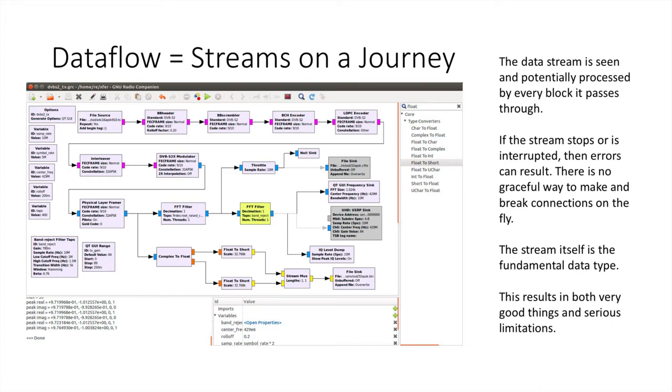Consider any two arbitrary blocks. One is a source and the other is a sink. How do you gracefully disconnect one block from the other and switch it somewhere else on the fly? If we cannot do this, then we cannot do cognitive radio.